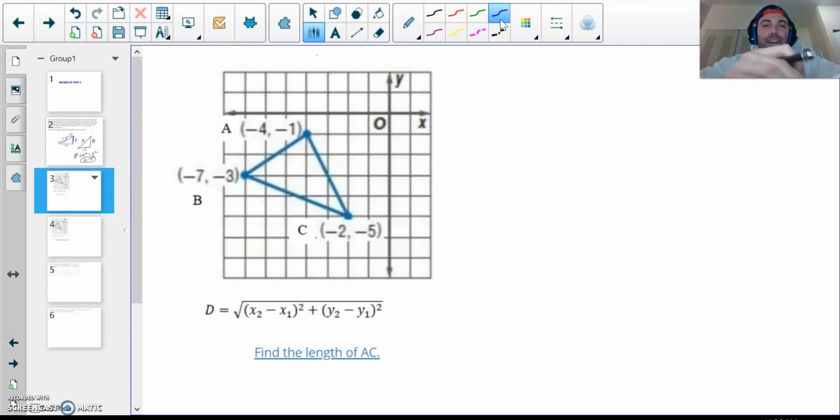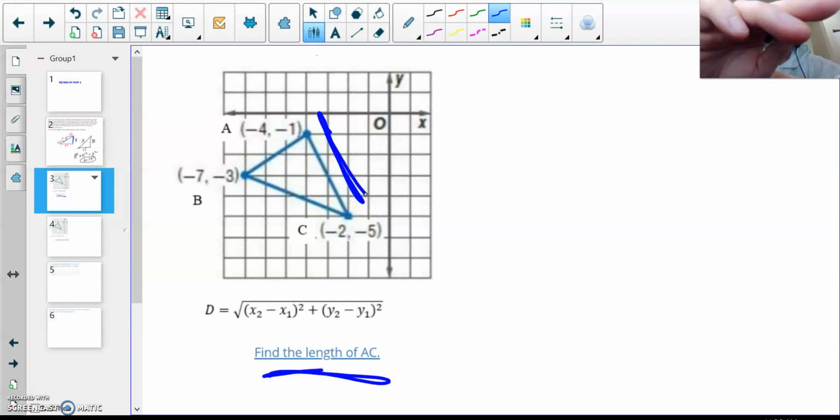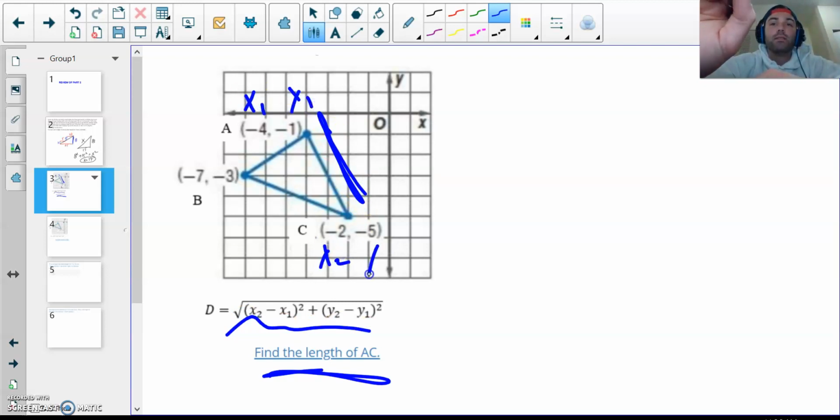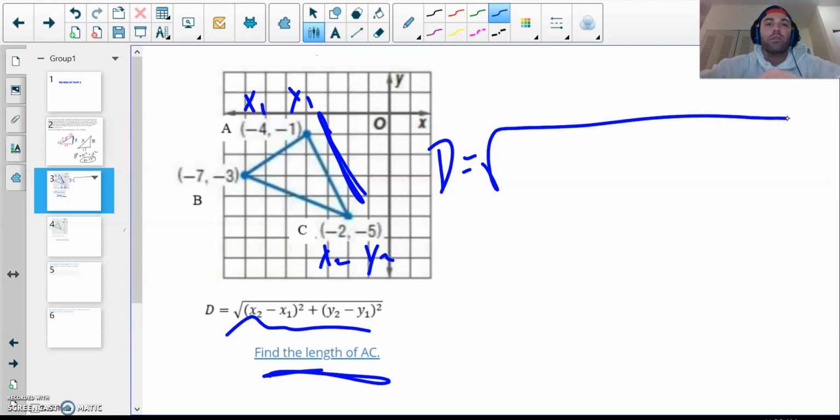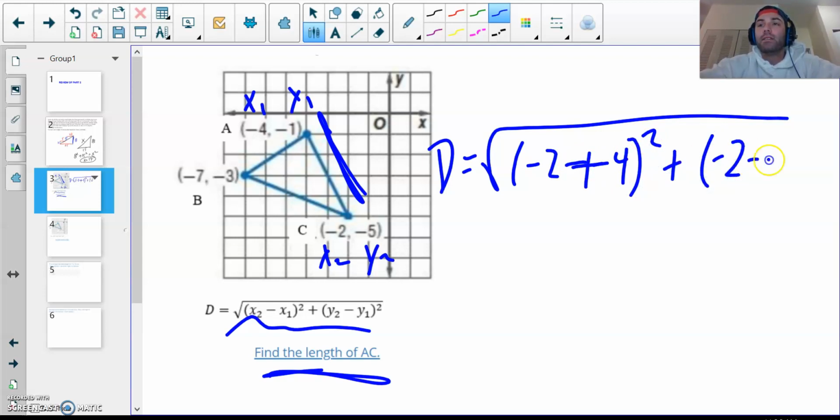All right, next one, we want to find the length of AC, okay? AC is right here. Remember, we're going to have to use a distance formula when finding the length. All right, so I can call this one x1, y1, and this x2, y2. All right, so I'm going to do the distance is equal to the square root of, what do we got? -2 minus -4, so big plus sign. Quantity squared plus y2, which is -2, minus -1, so plus 1 squared.